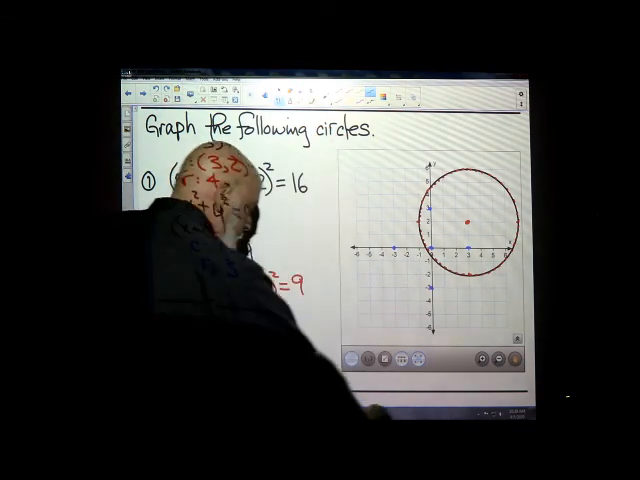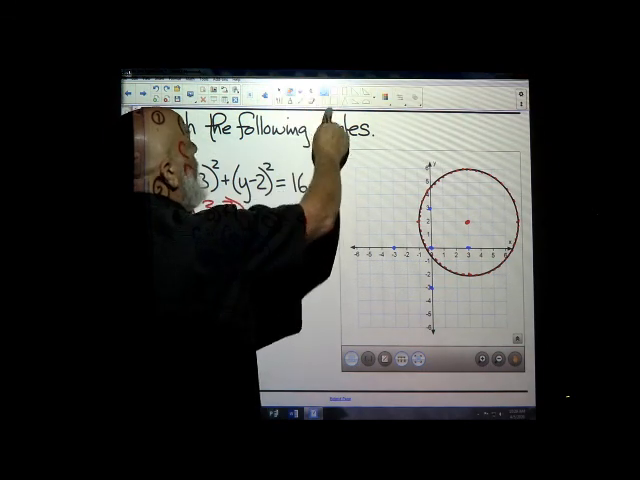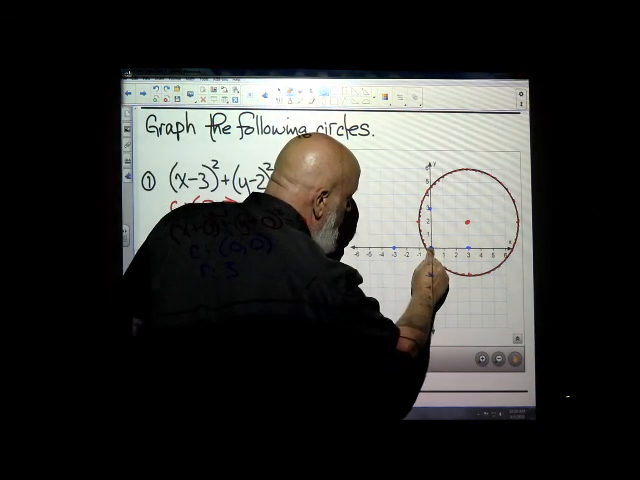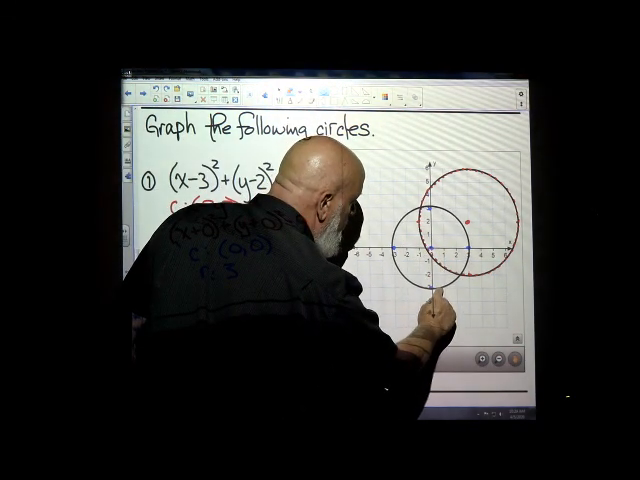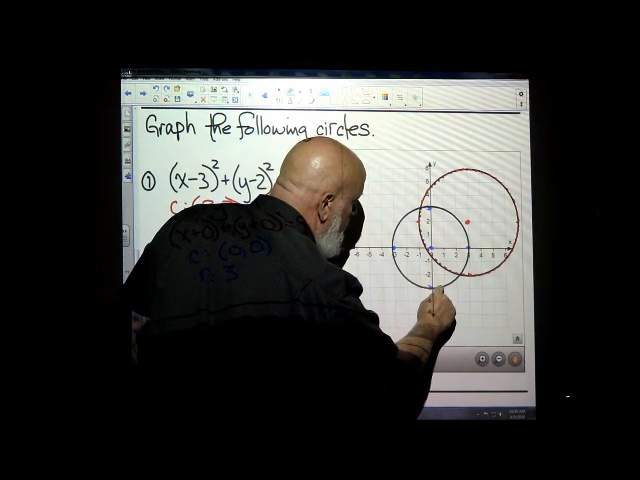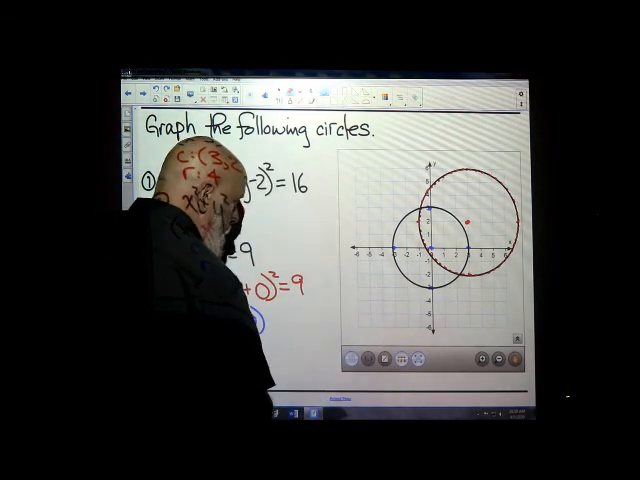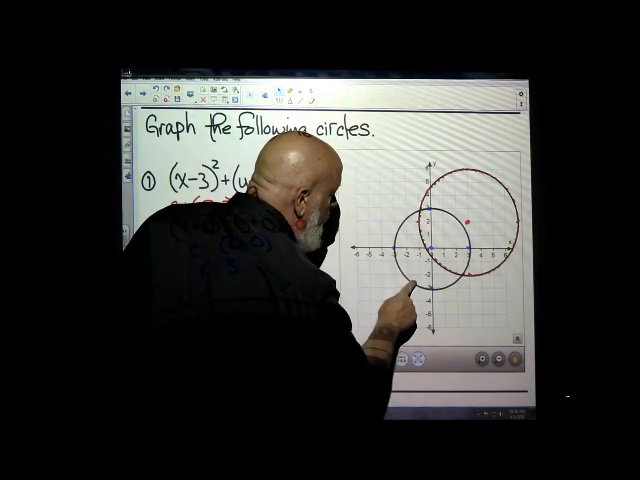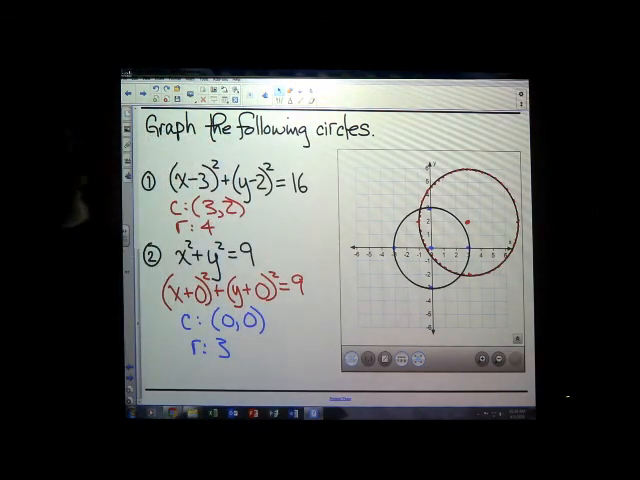And I'll use my tool again. Let's see if I can draw another circle. That one's a little more horrible. But you get the idea. Okay, that's graphing circles.